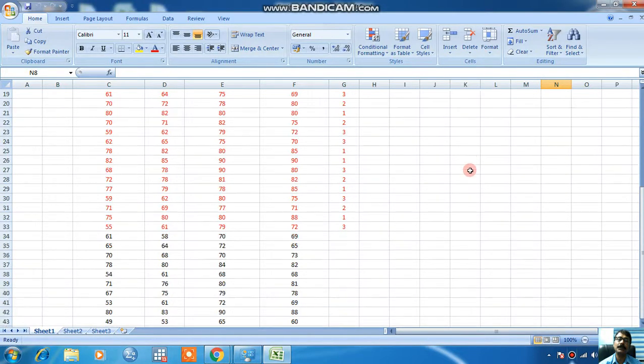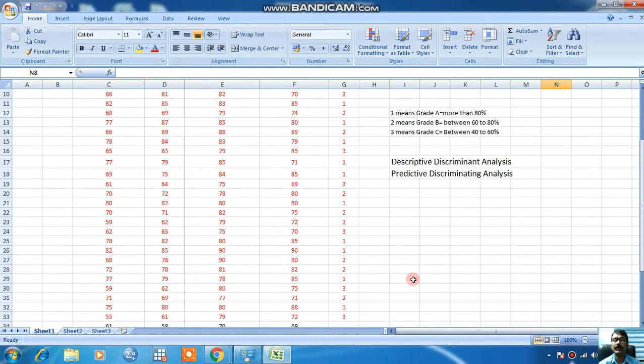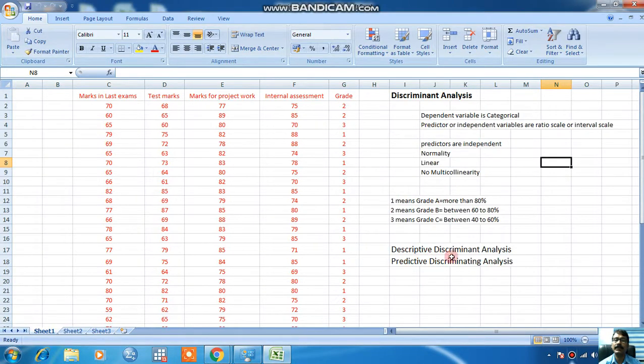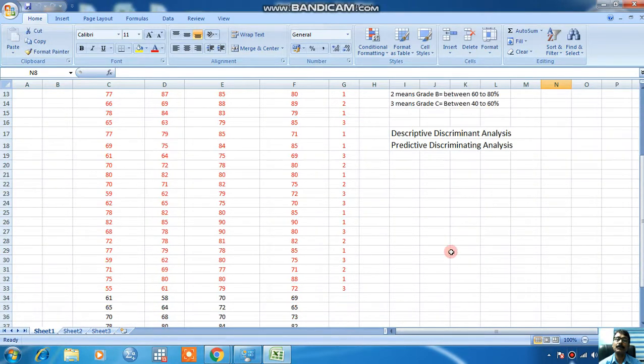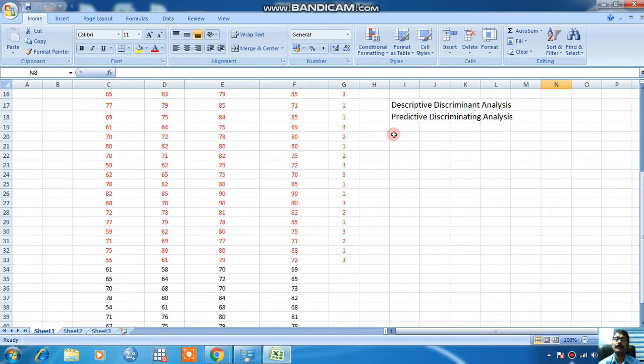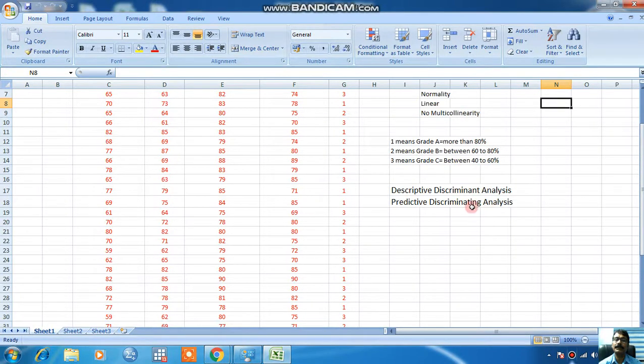Then that discriminant function can be used to predict for the rest of the students with respect to their internal marks, the marks in the previous year's exam, final exam, test exam, project work or internal assessments. So this is the importance of discriminant analysis. One is known as descriptive discriminant analysis, which can determine the discriminant function, the discriminant score, the gradation, and compare it with the real gradation. That discriminant function can also be used for predictive purposes. So this is known as predictive discriminant analysis. So the two objectives of discriminant analysis are descriptive discriminant analysis and predictive discriminant analysis.